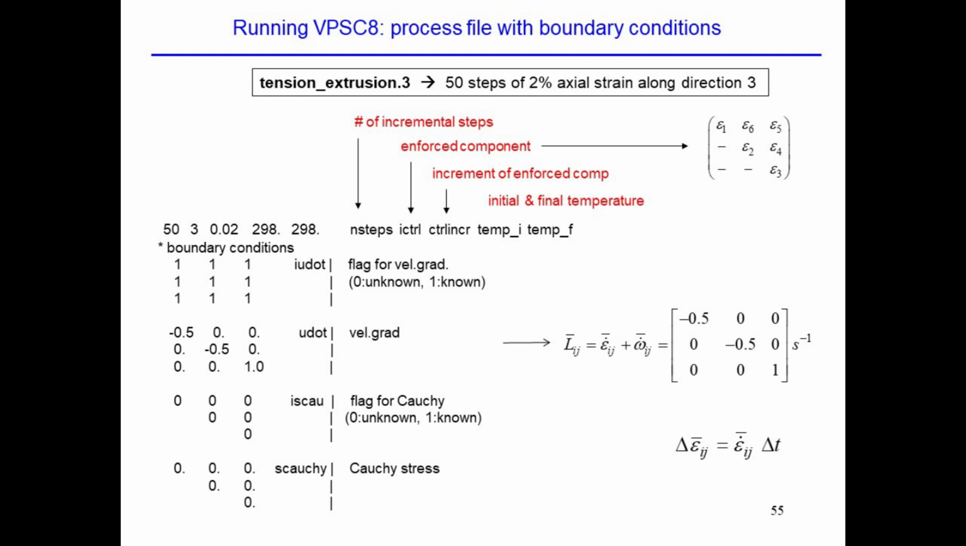These are integers, these are the Cauchy stresses, and the code has several checks. Yes, of the velocity gradient and the strain rate. Why don't you ask, so everybody can hear? All the components of strain rate tensor or velocity gradient tensor are enforced in this case. Correct. Then what is that ICTRL enforced component in the first row? Which one?